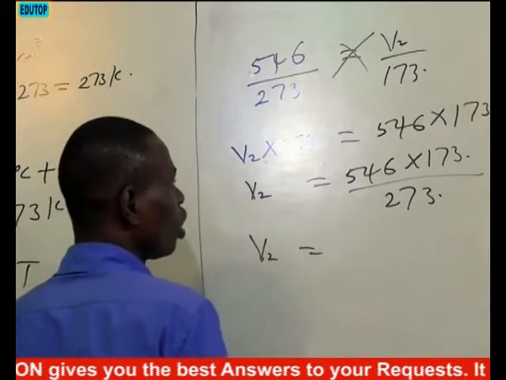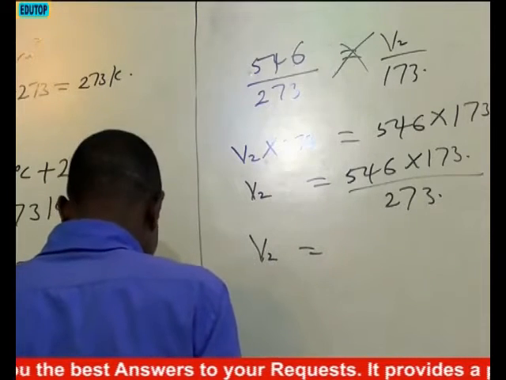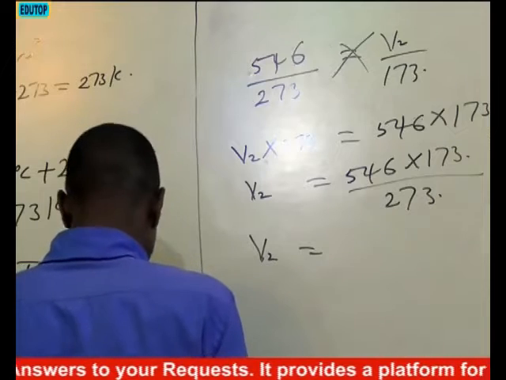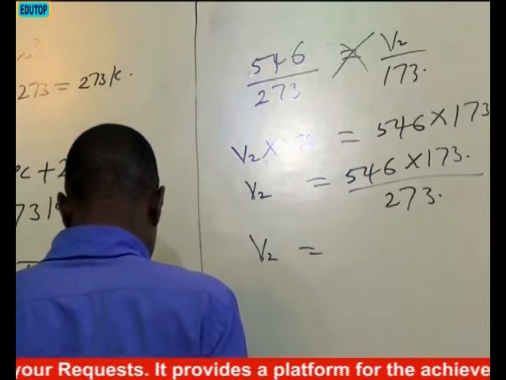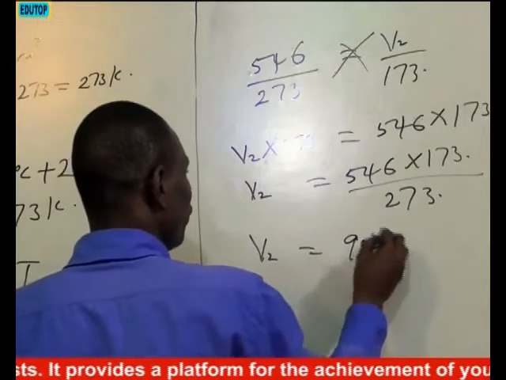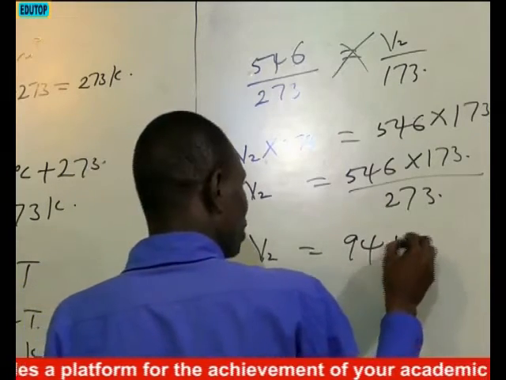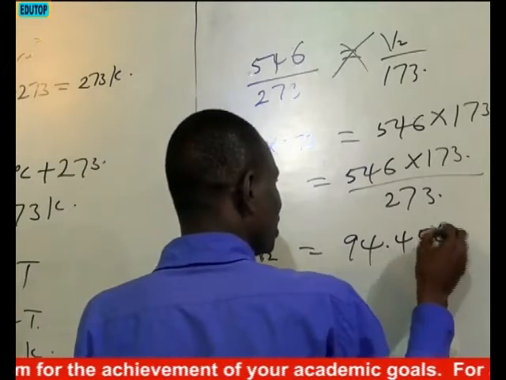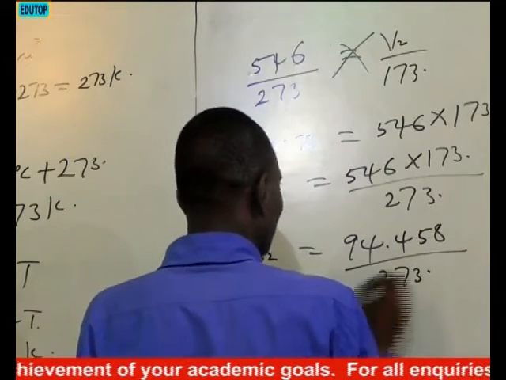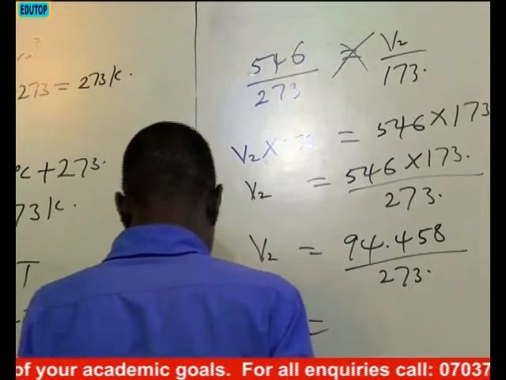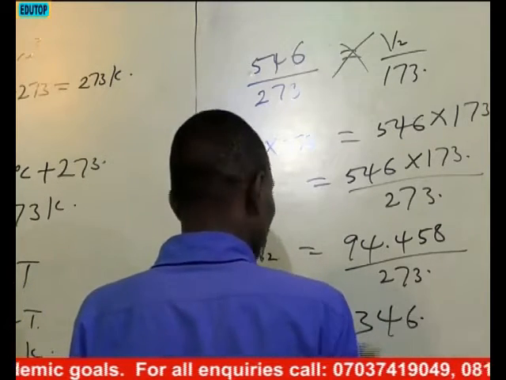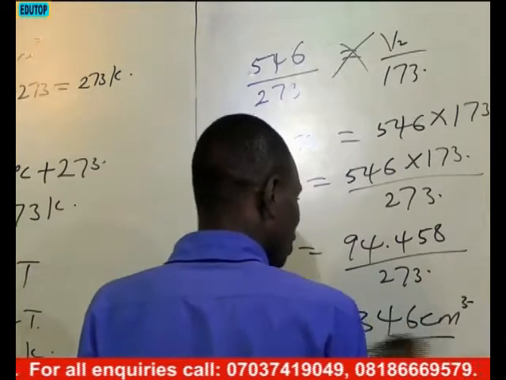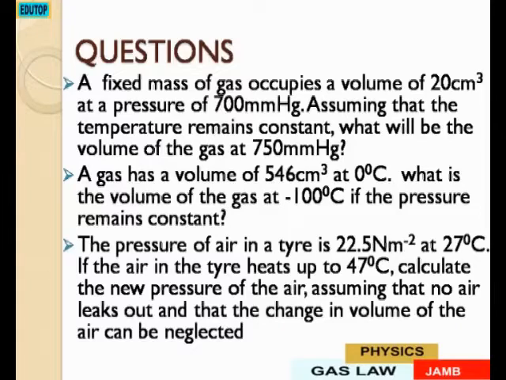So that V2 will be equal to, we have 546 multiplied by 173. We are going to have 94,458, divided by 273. We are going to have 346 centimeter cube.